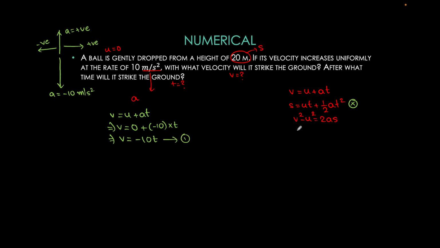Let us use this equation again, where we have v square minus u square is equal to twice as. So v, we don't know what v is, minus u square, u is 0, is equal to 2 into minus 10 into s, right?